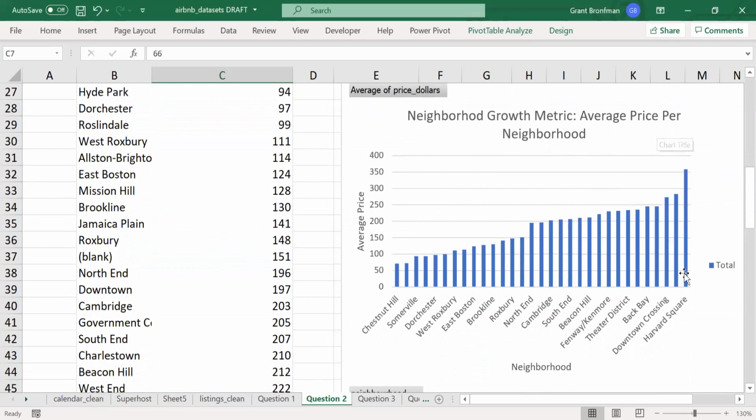The neighborhood growth metric. Now here we can see that the central areas are going to be more expensive by looking at the graphs and looking at the values.